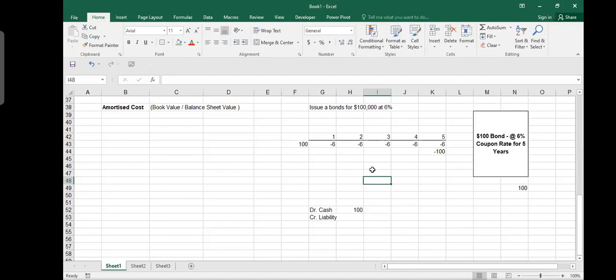So how do I discount it now? Let's suppose they tell us here the company has a discount rate of 8%. My discount rate is 8%. They will also say sometime here, effective interest rate. They will use that type of word also.